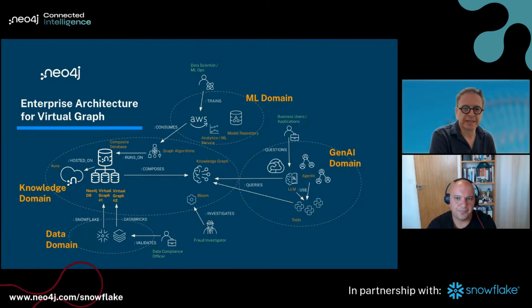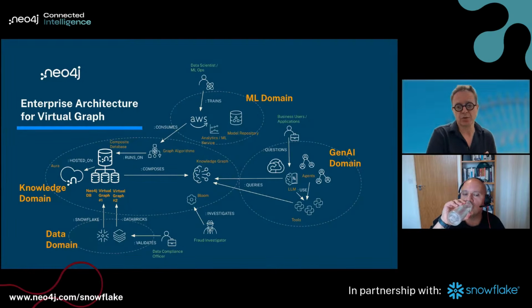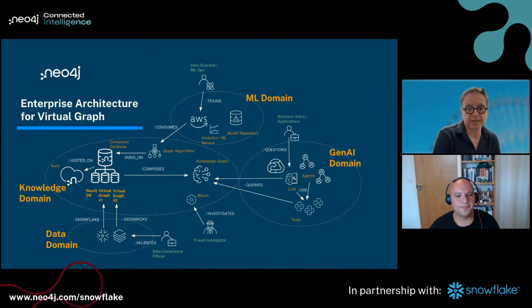Sure, thank you, Farhan. So there's fundamentally 4 big domains in a project that will use virtual graph. One is the knowledge domain. So this effectively unites the data that you have in, for example, a data warehouse, and you can bring data into a composite database from multiple sources where you might have, for example, an existing Neo4j database, and you will then enrich that.